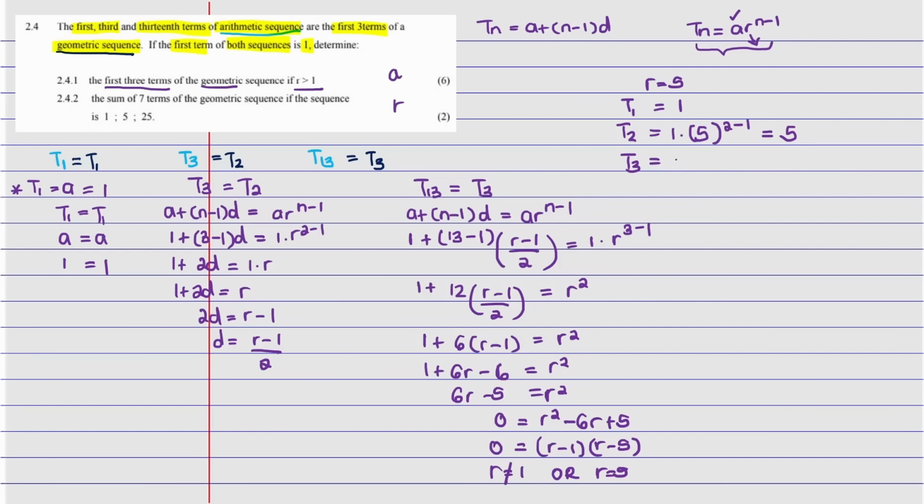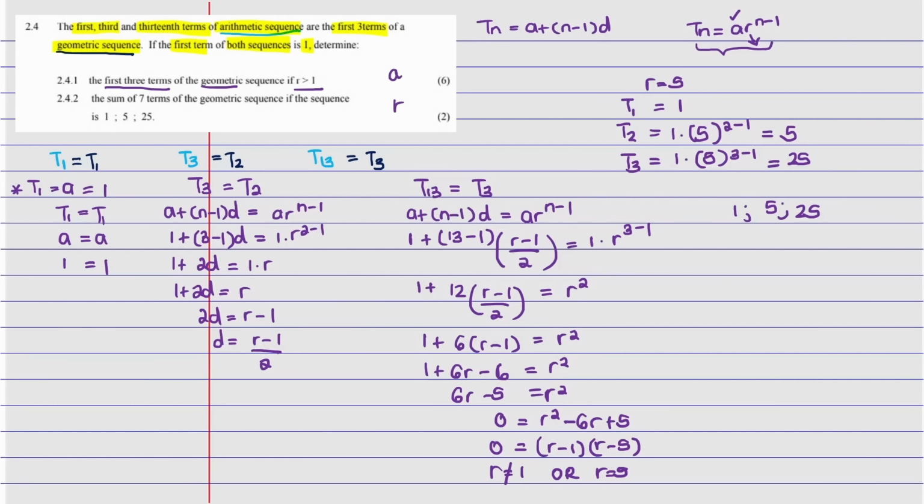So here it's going to be 1 multiplied by 5, to the power 3 minus 1. And when you punch that into the calculator, you're going to get 25. So now our first term is 1, our second term is 5, and our third term is 25. So these are your first three terms. I hope that makes sense, right?